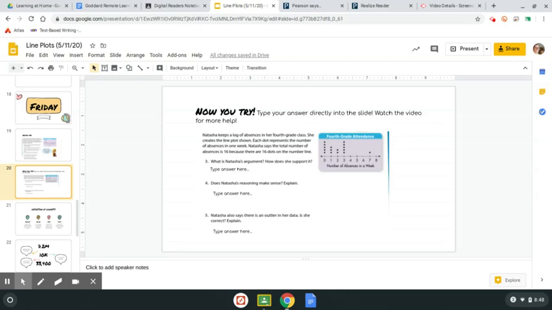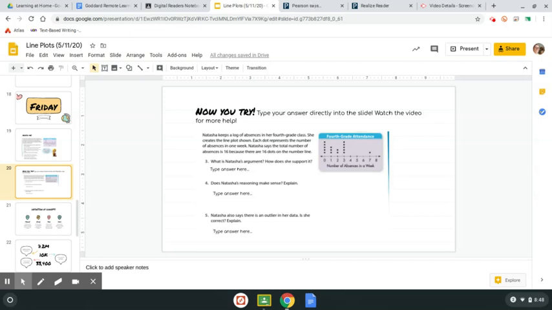Natasha keeps a log of absences in her fourth grade class. She creates the line plot shown. So her line plot is right here, fourth grade attendance. Each dot represents the number of absences in 1 week. Natasha says the total number of absences is 16 because there are 16 dots on the number line.